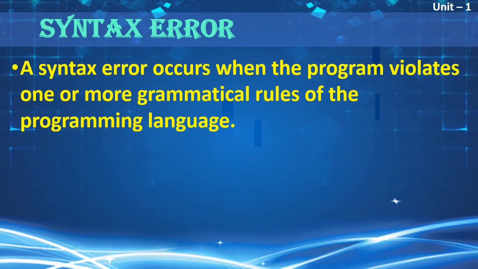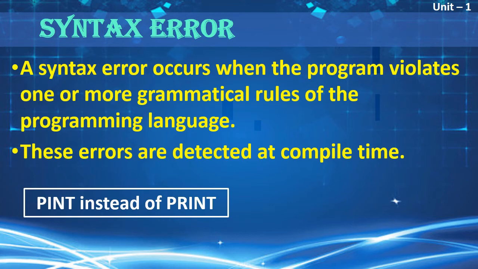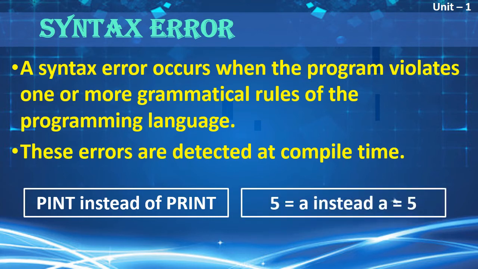A syntax error occurs when the program violates one or more grammatical rules of the programming language. Means that the program is not following the syntax. These errors are detected at compile time. Compile time means at the time of translation. For example, if you have written pint instead of print, then this would be a syntax error. And 5 is equals to a instead of a is equals to 5 will also result in a syntax error.